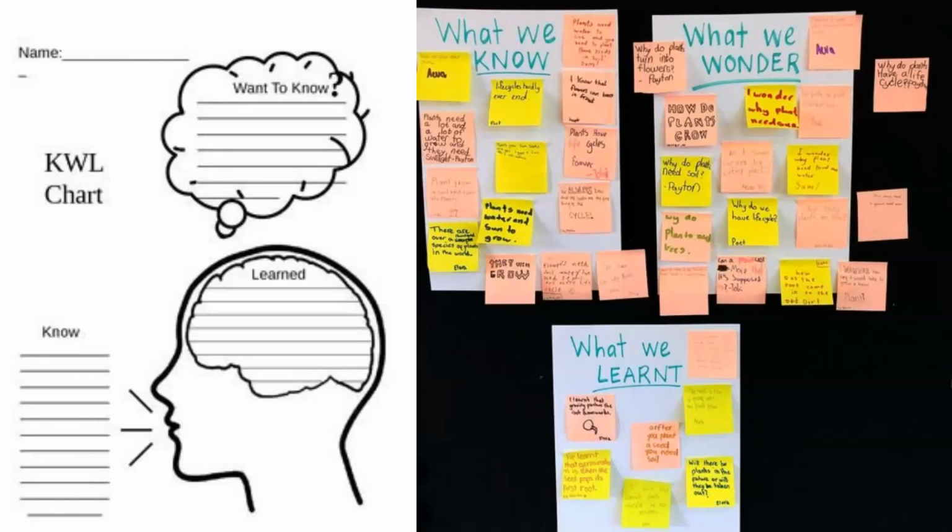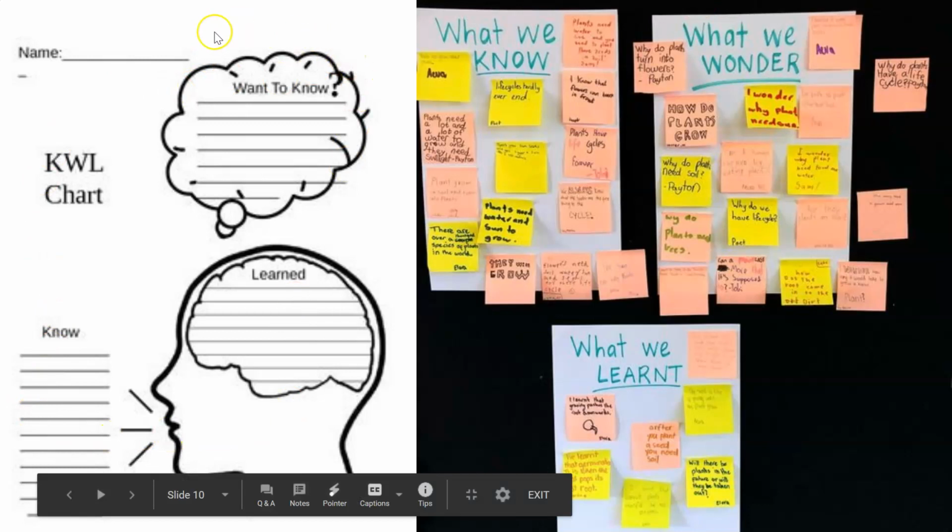Okay, the next visual is a KWL chart, and we talked about those in module 11. And these are two different ways to do the KWL. So the first way, this way over here, this is a worksheet. And this is definitely for older students. They can use this independently.